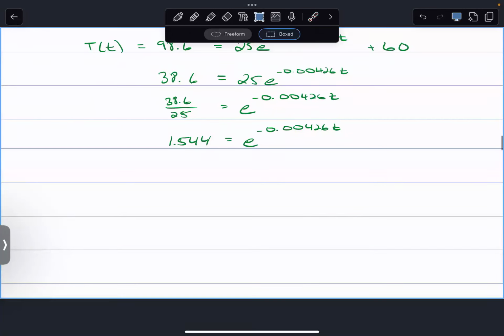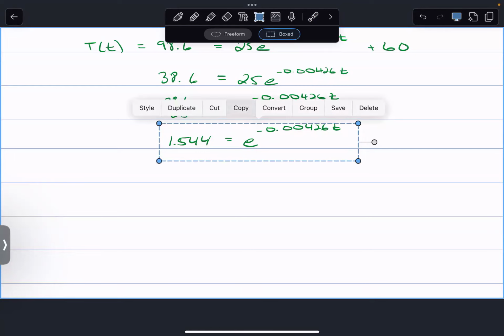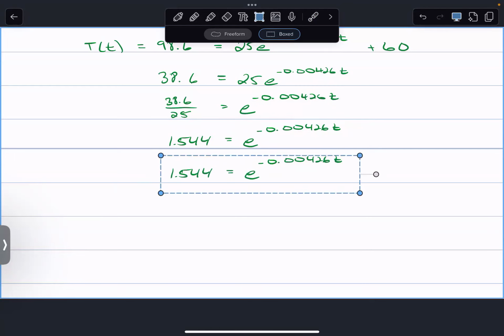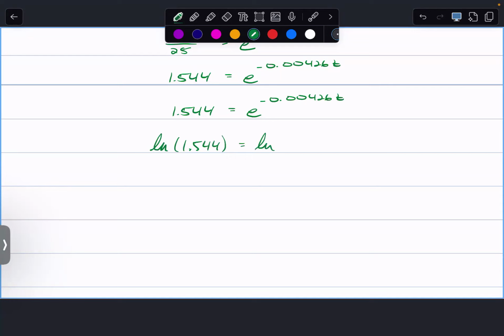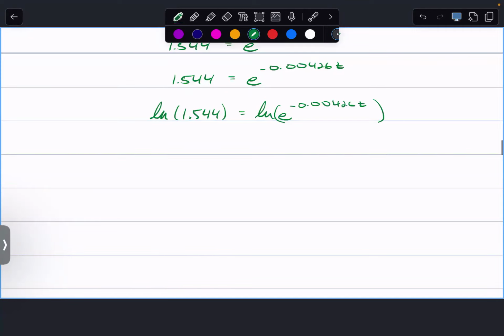So continuing here, because I have a new page, I'm just going to copy this. Copy, paste. Take the natural log of both sides. 1.544 is, should I just drop it down? Well, I have a whole new page. Why not just write it all out?